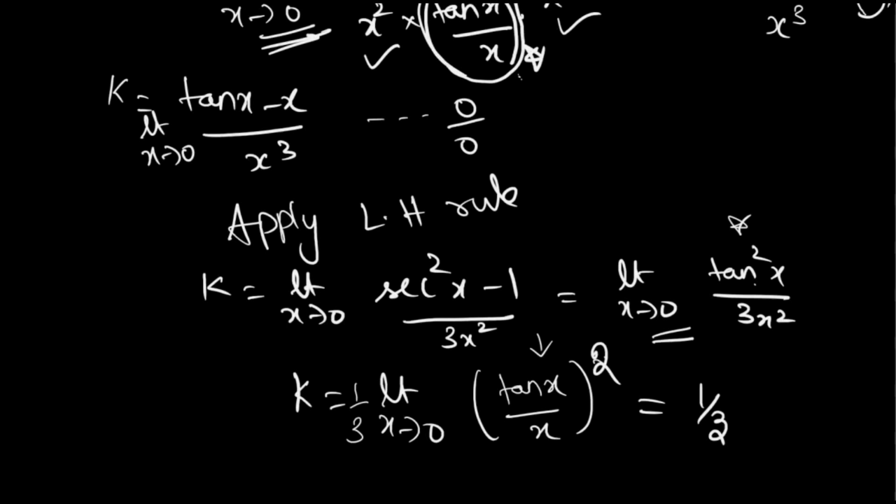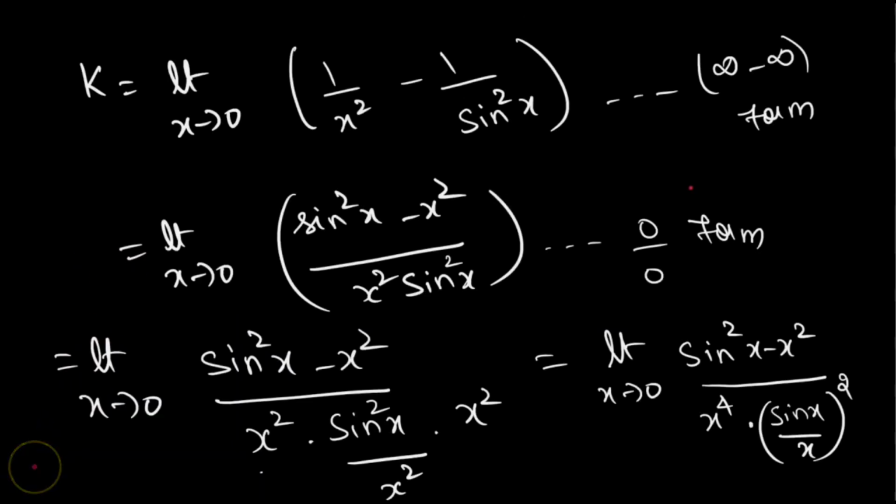That's it. So if you get any sine or cos terms like this, you can simplify by using the existing formula. See this problem: limit x tends to 0, 1 by x square minus 1 by sine square x. Obviously, 1 by x square at 0 is infinity, and 1 by sine square 0 is infinity, infinity minus infinity form. First, we have to convert it to 0 by 0 form. What can we do? We can take the LCM and cross multiply: sine square x minus x square divided by x square into sine square x.